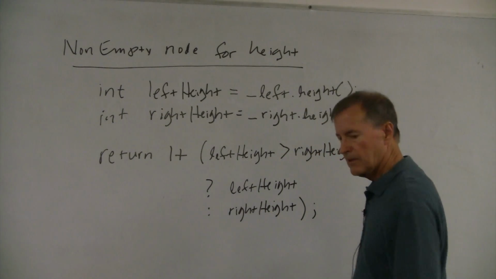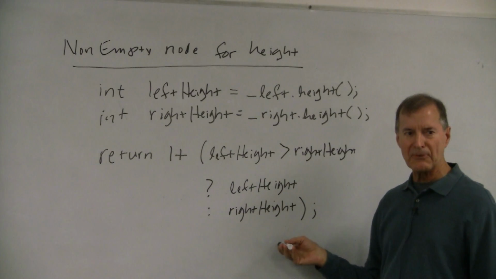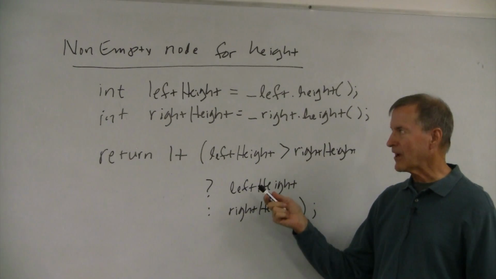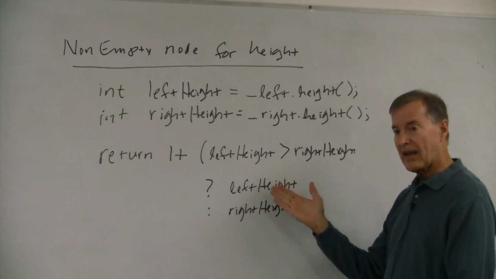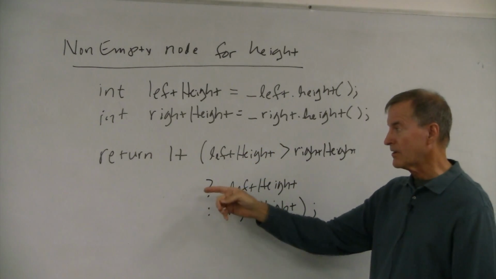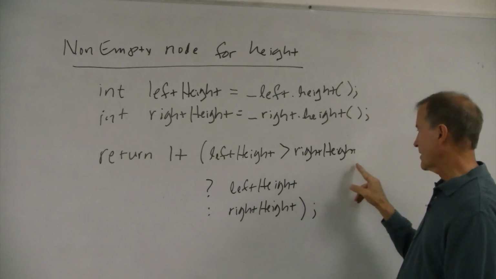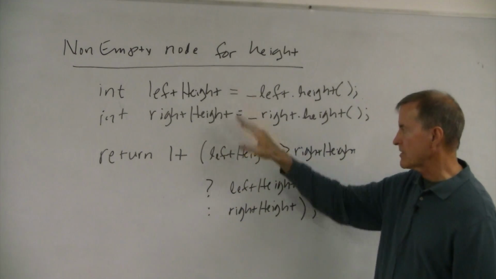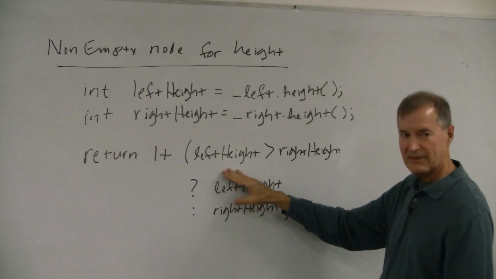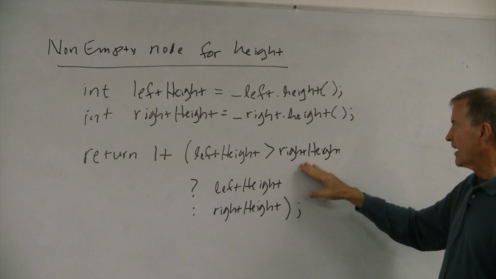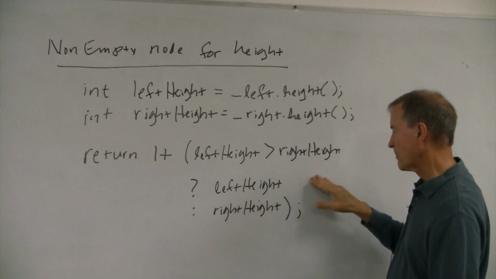Now, there's a way to economize our code here, right? Why have these extra variables, left_height and right_height? There's a way to make our code shorter, more concise. How could you make the code more concise without having left_height and right_height? You could just say what? And some people did this actually, which is good: 1 plus _left.height() is greater than _right.height(). Yeah, exactly. So don't have these variables. Have 1 plus _left.height(), call that, is greater than _right.height(). And then if that's true, do what? _left.height(), otherwise _right.height().